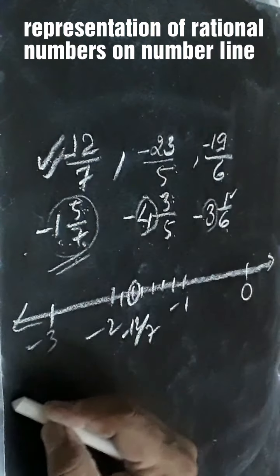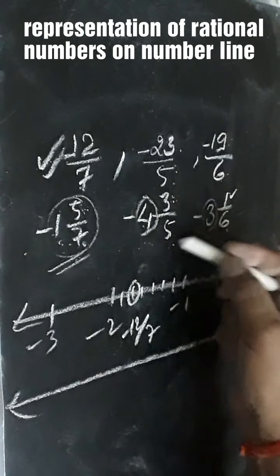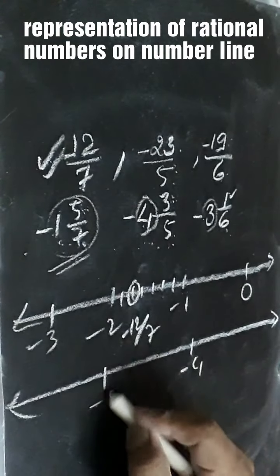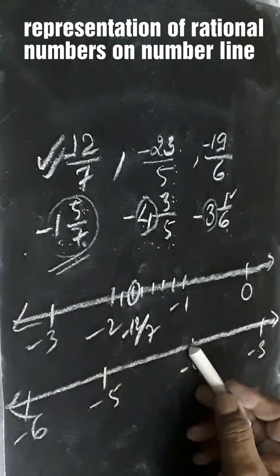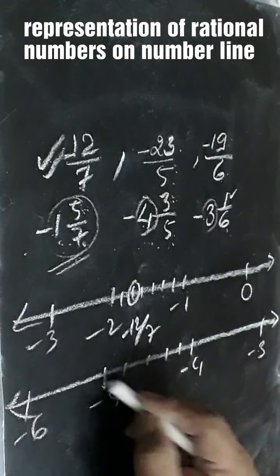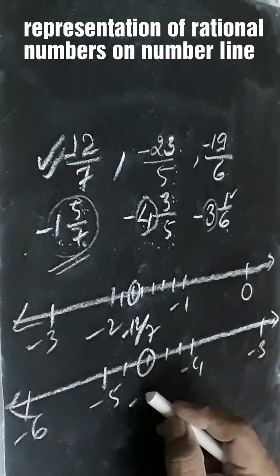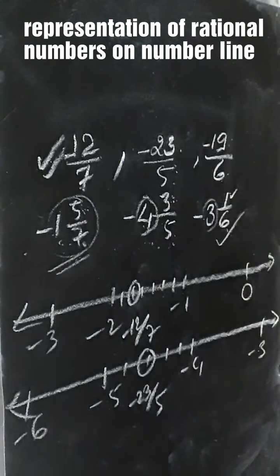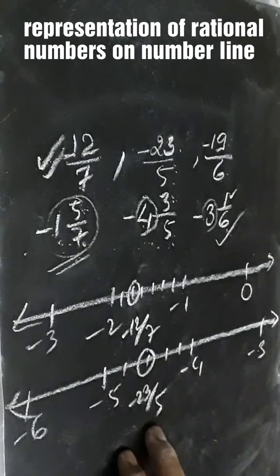We are going to show this one. Minus 23 upon 5 will be minus 4 whole number 3 upon 5. So this will lie between minus 4 and minus 5. We are taking here minus 4, this minus 5, this minus 6, minus 3 and so on. Now we are dividing minus 4 and minus 5 into 5 equal parts: 1, 2, 3, 4 and 5. Here we have 3, so 1, 2, 3. This will be minus 23 upon 5. And similarly we can represent this also on the number line. So today we have seen how we can represent different rational numbers on the number line.